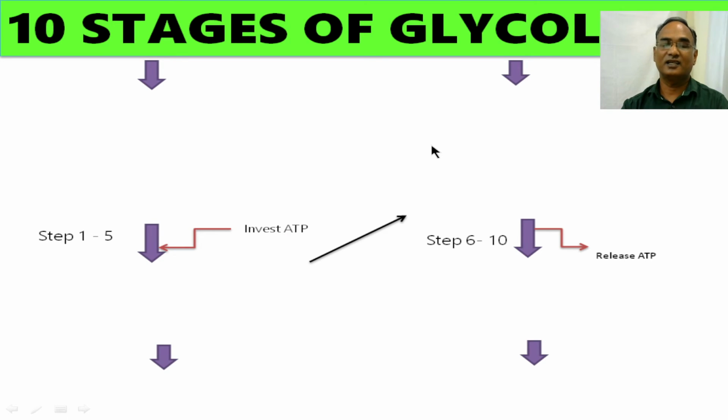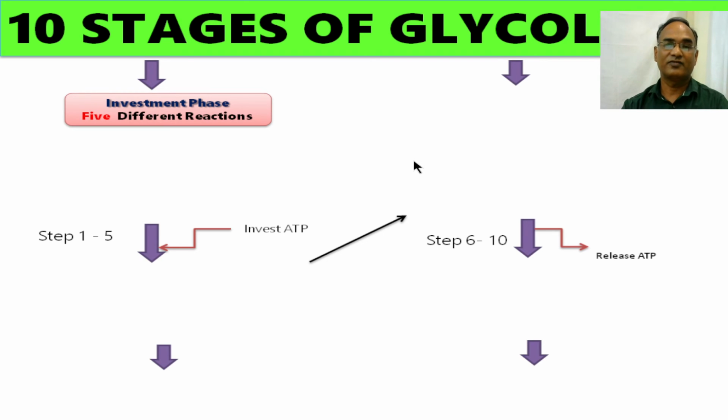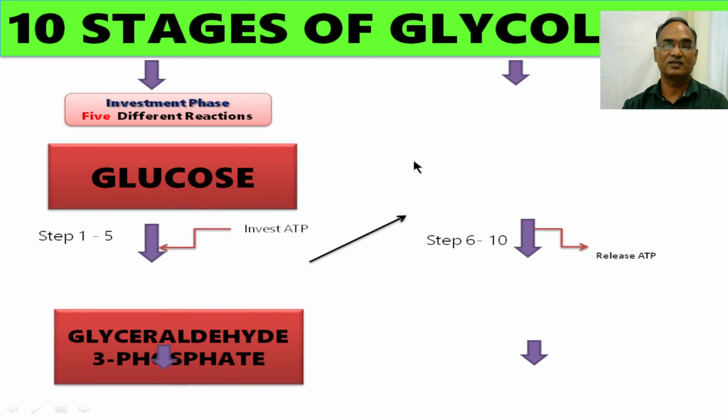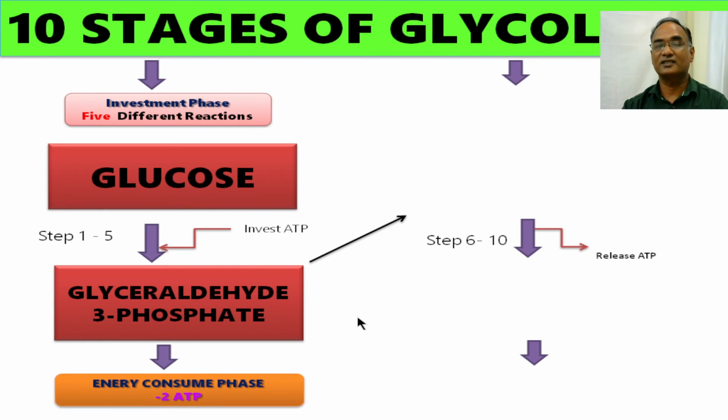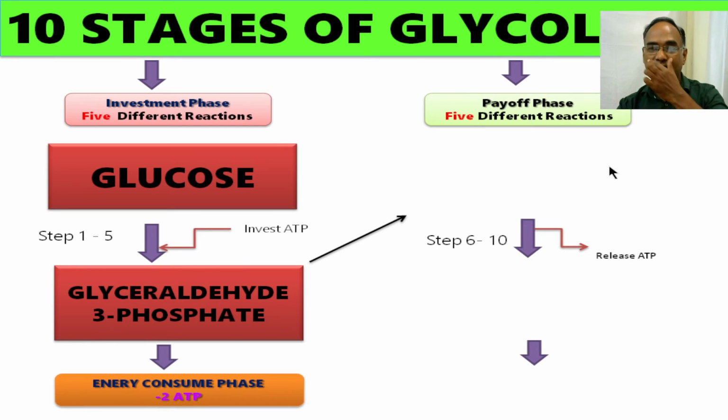So in these 10 stages, what will happen? The energy investment phase has 5 different reactions, in which glucose is converted into glyceraldehyde 3 phosphate. For this process, you need 5 steps and 5 enzymes, and we have to invest 2 ATP. Then only can the glucose be converted into glyceraldehyde 3 phosphate. This 3 phosphate will enter into the payoff phase.